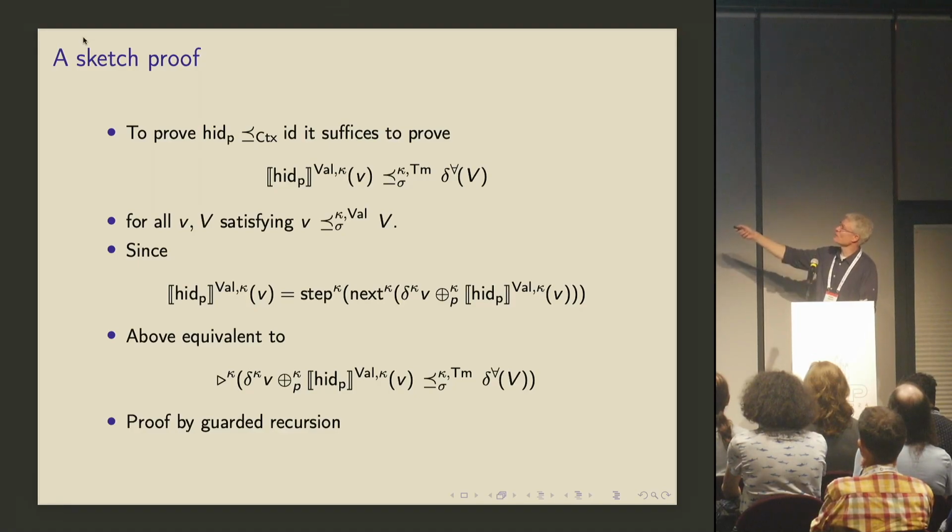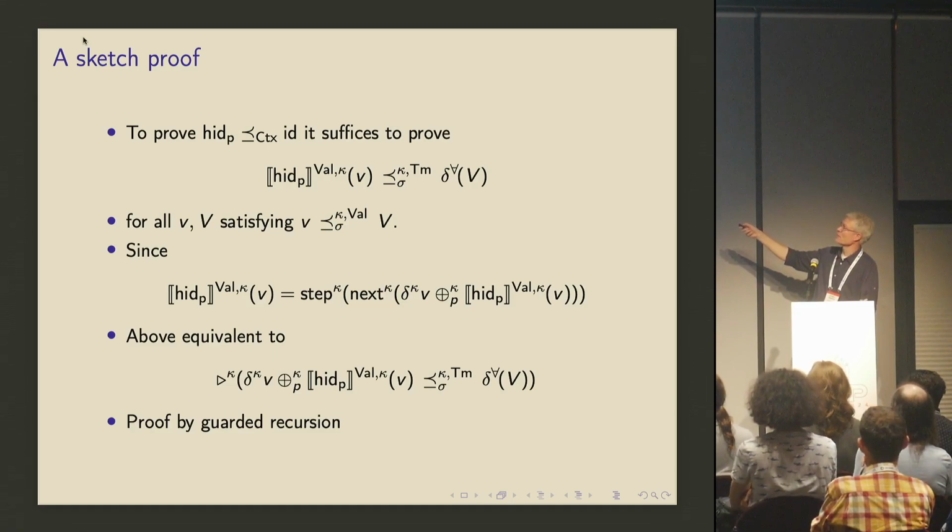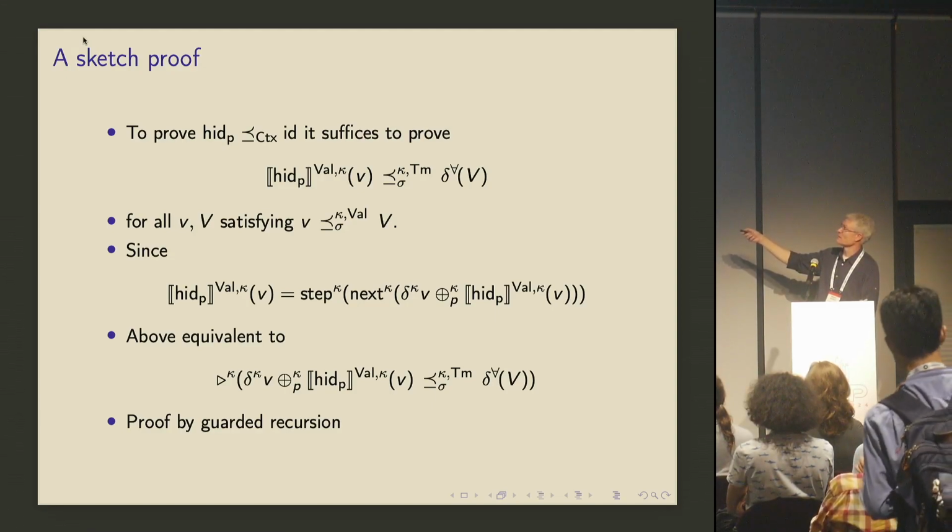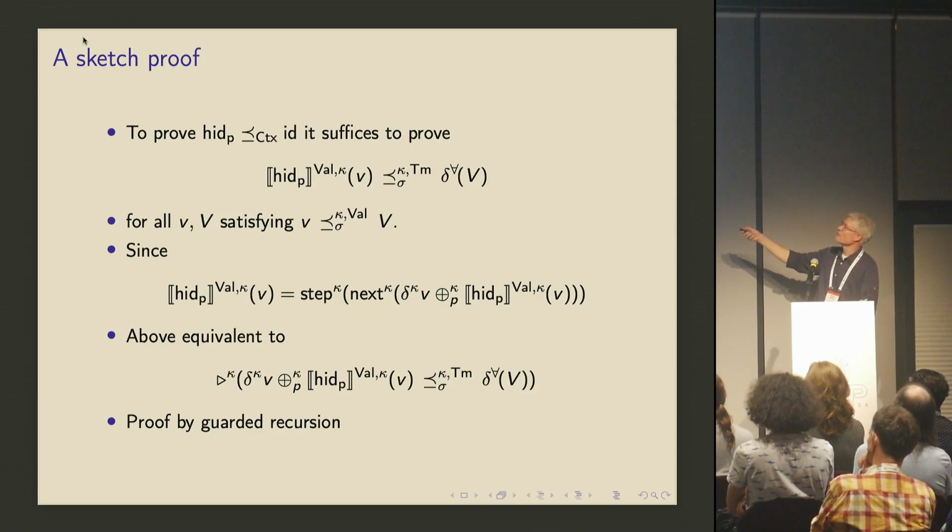If I want to show that this thing contextually approximates the identity, it suffices to show that the denotation of the hesitant identity approximates this one here. And this just means to map related input to related output. So I assume two things are related here, and I need to show this thing here. Okay? And if I unfold the definition of the hesitant identity, well, the hesitant identity returns v with property p and calls itself with property 1 minus p.